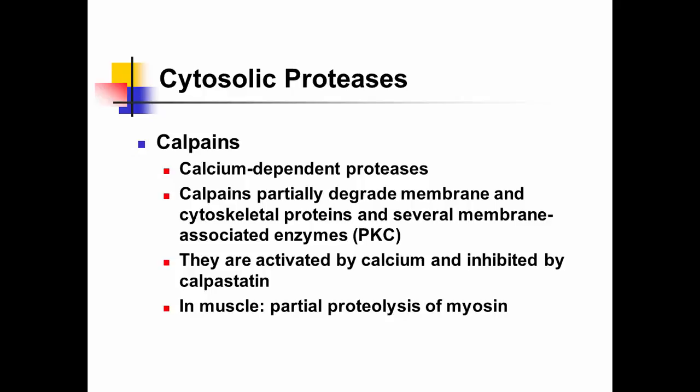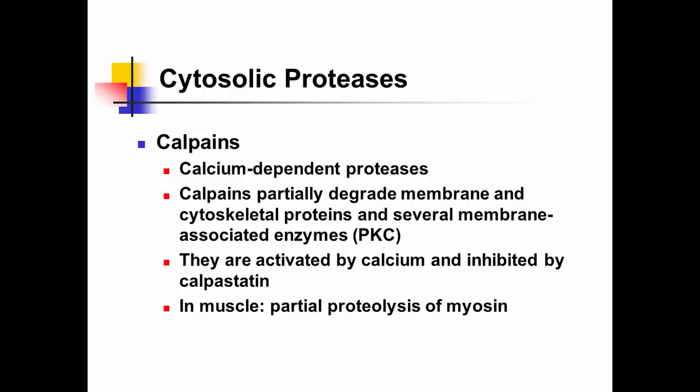Okay, so the last mechanism for protein degradation is the cytosolic proteasome proteinase, right? So inside of cells, there are also a large number of different types of proteinase that can directly degrade proteins. And here, I just want to mention calpains, a set of proteinases. Calpain activity depends on calcium, right?